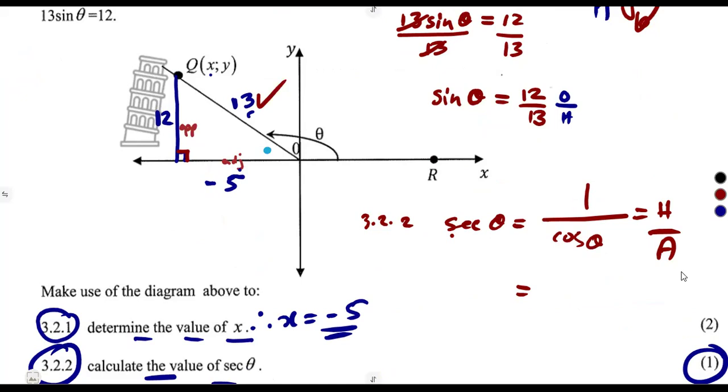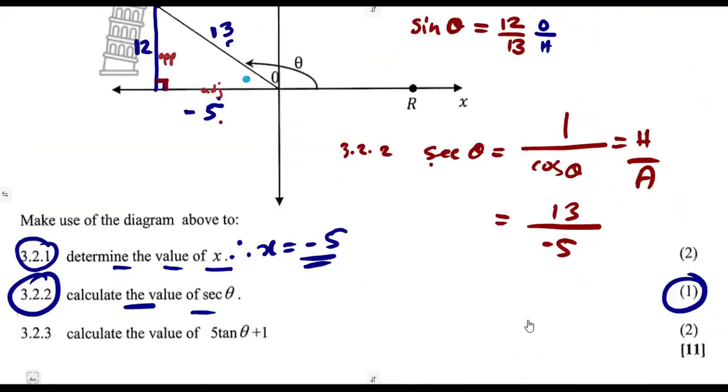Our hypotenuse is what? Remember, that's 13. And our adjacent is negative 5. Just like that. So that's 13 over negative 5, or you can write it as negative 13 over 5, or you can even just leave it like that. All right? That is the case.